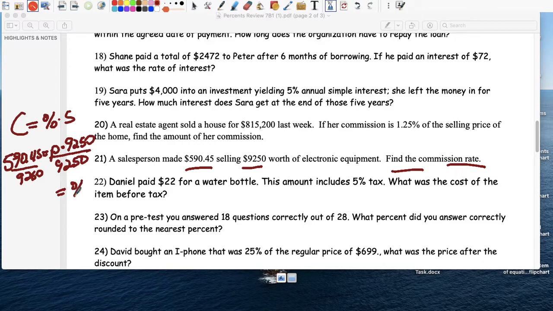So the percent, 590.45 divided by 9,250 equals 0.06383. We're going to move the decimal 2 over, and it becomes 6.38 rounded to the nearest hundredth. So the salesperson has a contract that pays him 6.38% out of everything that he sells.